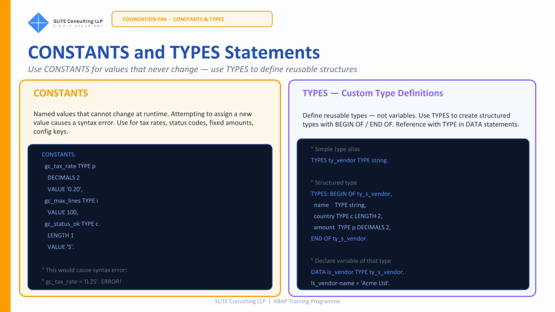Types defines reusable type definitions, not variables. The most powerful form is the structured type using begin of and end of. This defines a structure with named components, essentially a record layout. Once the type is defined with types, you use data with type to create actual variables of that type. You can also create internal tables of that type, which we cover in F06.